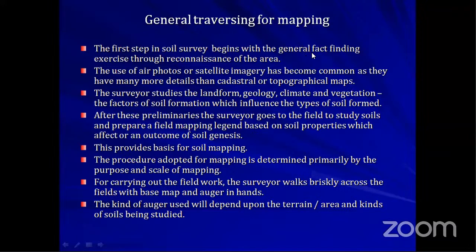Well, what we will do, we'll begin the general fact finding. Fact finding means we'll see what conditions are there for recognition of that particular area. We will go and find what the ground truth is. After that, they will use the aerial photo or satellite image, which is becoming common as there are many details. So we will use aerial photographs.